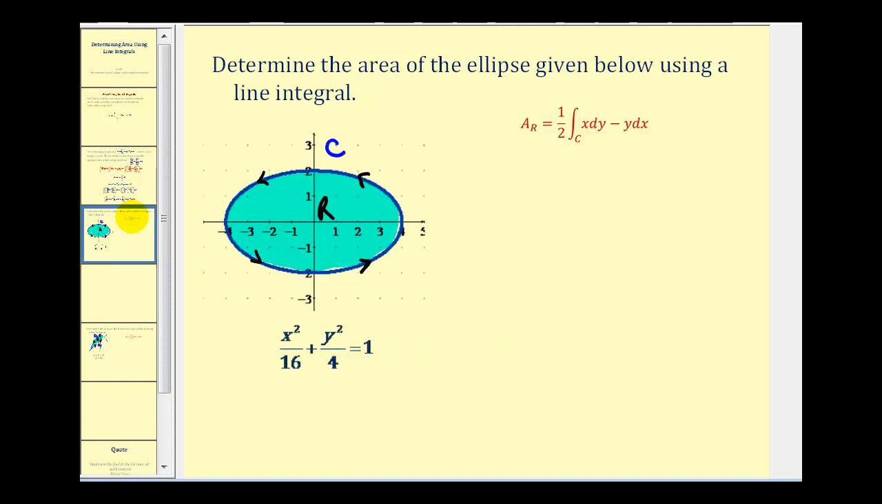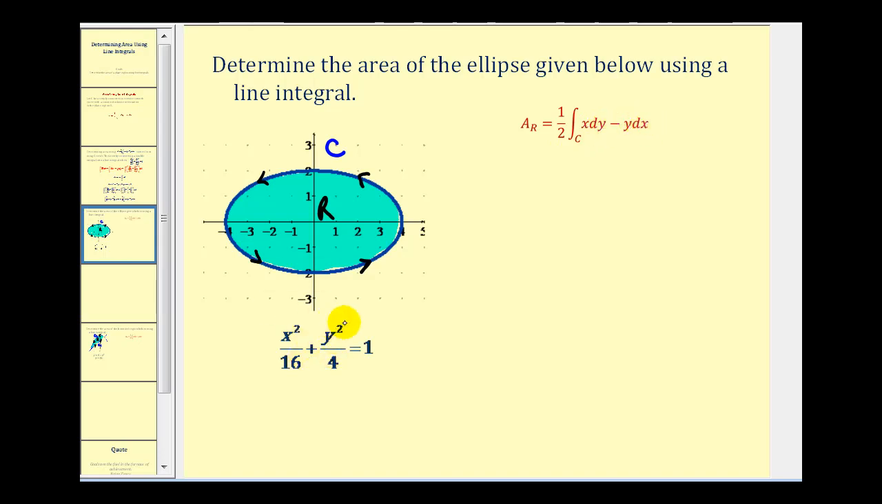We want to determine the area of the ellipse given below using a line integral. Notice how the orientation is counterclockwise, the curve is smooth, continuous, and connected, and the equation of our path is x squared divided by 16 plus y squared divided by 4 is equal to 1. So to set up this line integral, we'll parameterize our curve in terms of t, and then perform substitutions for x dy and y dx.